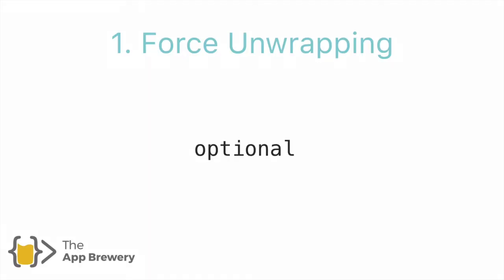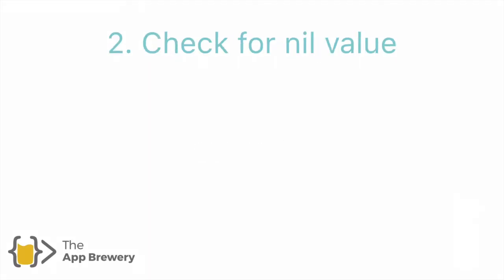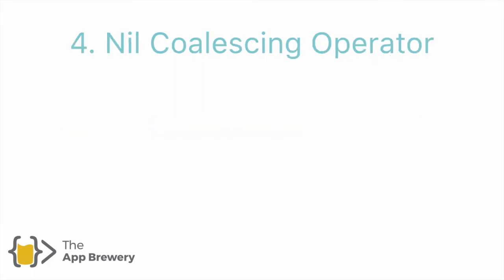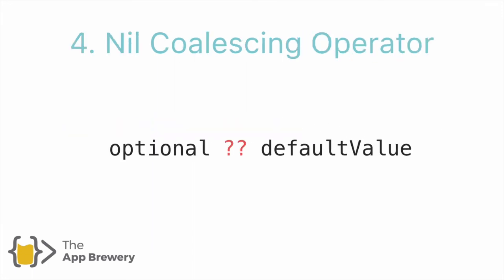So those four things that we saw, force unwrapping, checking for nil values, optional binding, as well as the Nil Coalescing Operator, cover all the cases where our optional is just holding a simple value. Now, there are certain cases where instead of having an optional value, we actually have an optional struct or an optional class. Well, what do we do in that case?